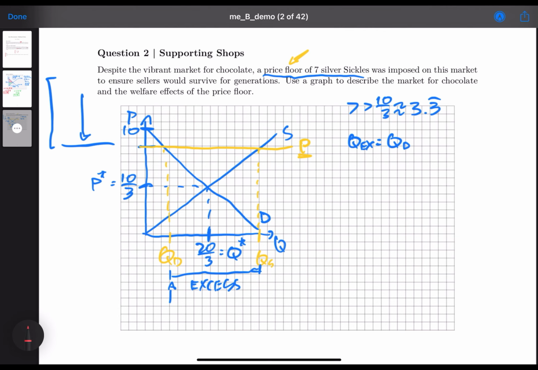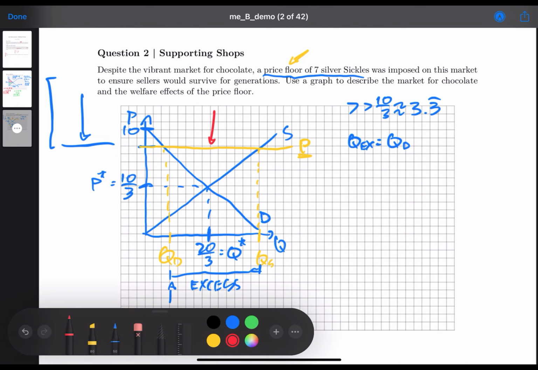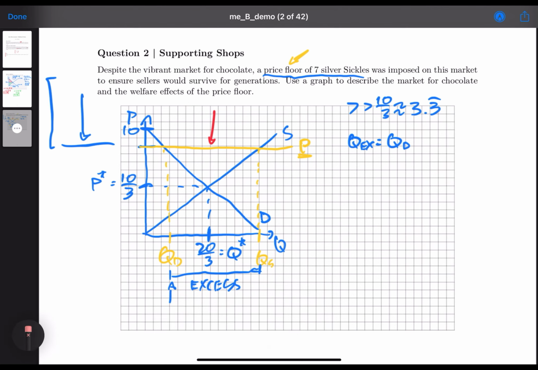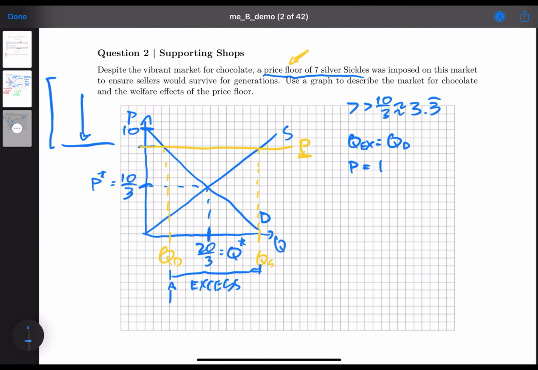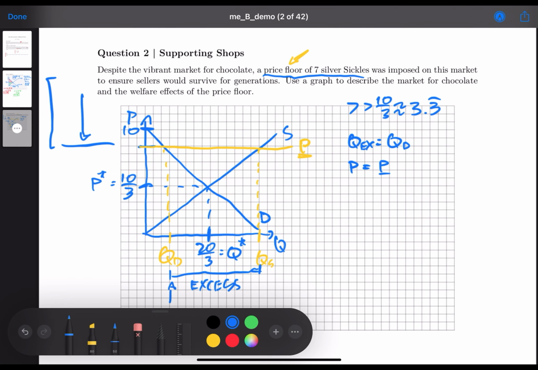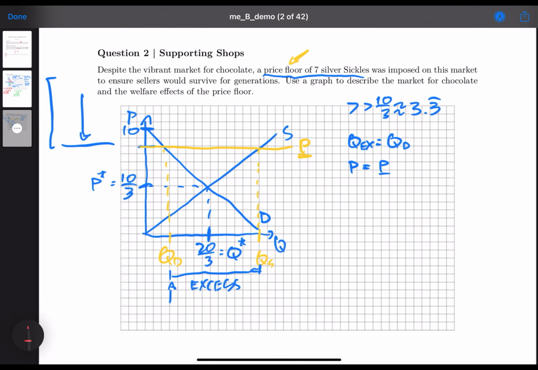Our consumer surplus is everything above the price. So we know the price is going to drop until it hits the price floor. And at that point, we can go no further. So we know the price is equal to the price floor. So when we're finding consumer surplus, we want to find everything below the demand curve, above the price, and inside the quantity. So that's our consumer surplus.